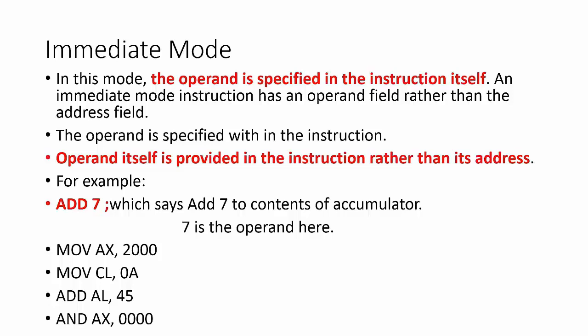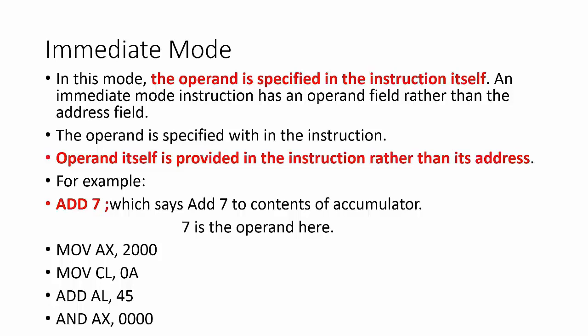And next example is add AL, 45. Similarly, as we discussed in the previous example, here 45 is the data or operand which will be added to the AL. What is AL? AL is the lower byte of the accumulator register. So what action will be done by the instruction?